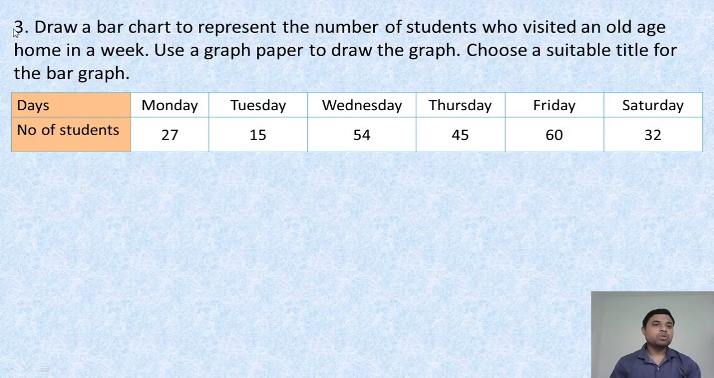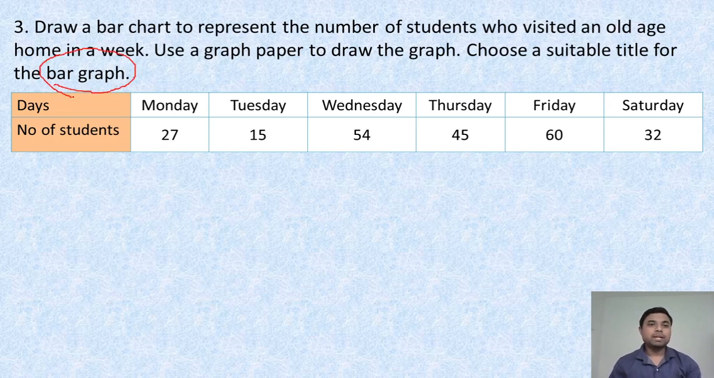Now question number 3. Draw a bar chart to represent the number of students who visited an old age home in a week. Use a graph paper to draw the graph. Choose a suitable title for the bar graph. So dear students, listen to it carefully. So what you have to do? You have to draw a bar graph.